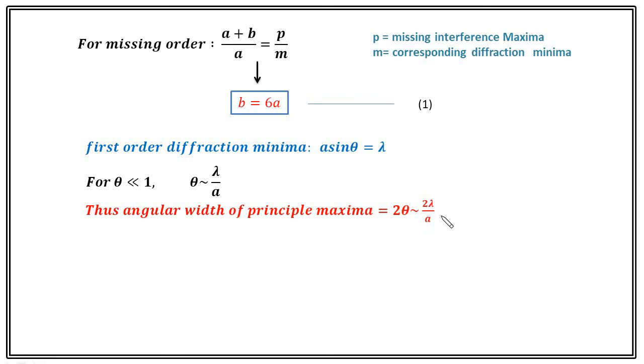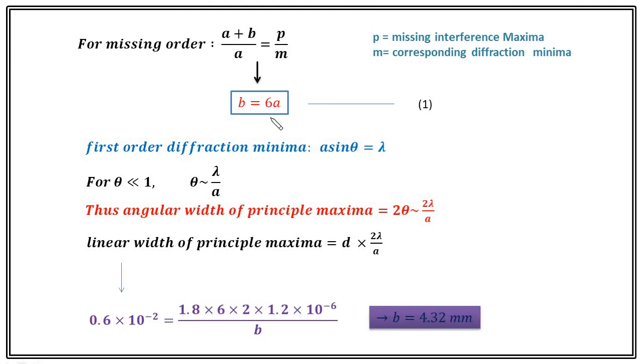This is the angular separation. The linear separation will be the angular separation multiplied by the distance between slit and screen, that is D. So D times 2 lambda/a is the linear width. We know the linear width, we know D, we know lambda, so we can calculate a, right? Or we can just replace a using the relation a = b/6. So if you substitute everything, you can easily solve for b. b will be 4.32 millimeter.